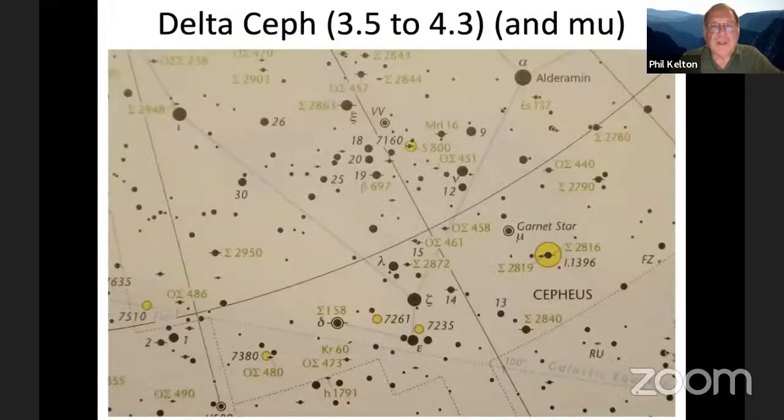The next one's Delta Cepheus, Delta Ceph, a very famous star because it's the prototype of the Cepheid variables. In this excerpt from an atlas, if you look in the bottom center, there's a little triangle of stars. It's the leftmost of the triangle, Delta Ceph. It's also a double star. In my sky, which is about 4th magnitude on a good night, it's a little hard to see that triangle, but in a good sky, it really stands out. So it's easy to pick out Delta Ceph visually with your naked eye.